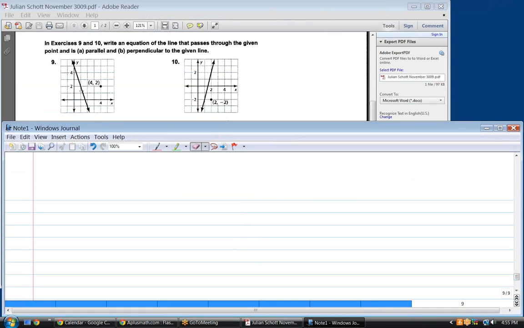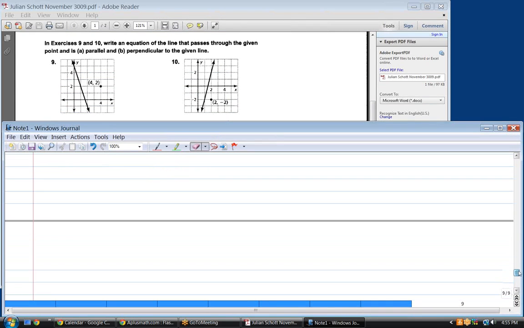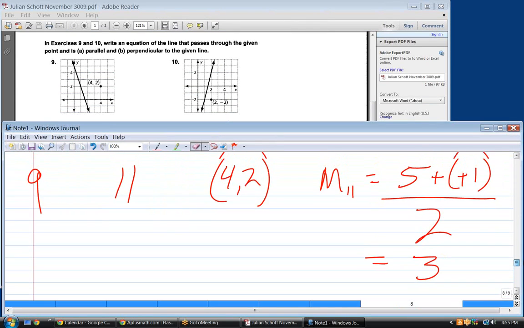What's the slope on that, positive or negative? Negative. So is our answer 3? No. What must it be? Negative 3? Yes.